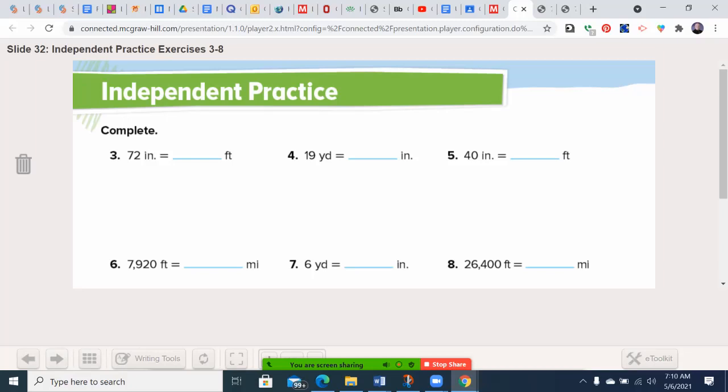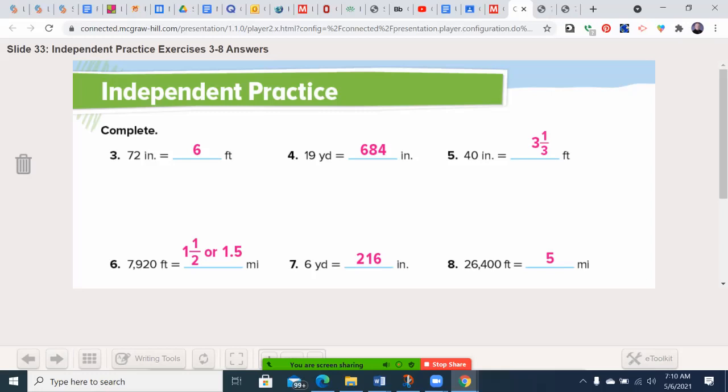All right, I'd like you to practice numbers 3, 4, and 5. I'm going to do a few here, and then we're going to jump down to number 12 after. So go ahead and do 3, 4, and 5. Pause the video. I'll see you on the other side. Welcome back. 72 inches is how many feet? We divide by 12. We get 6 feet.